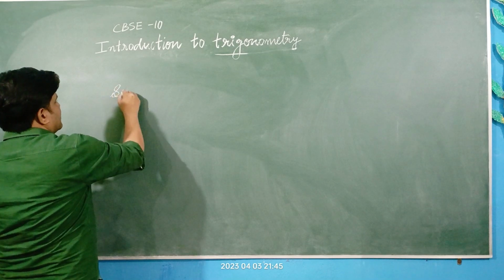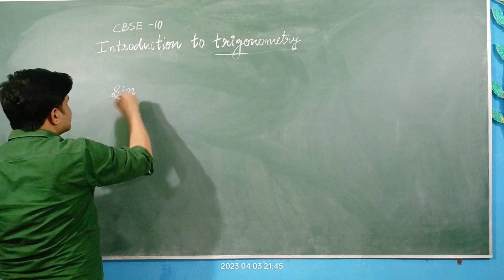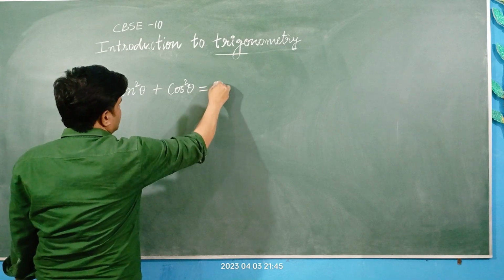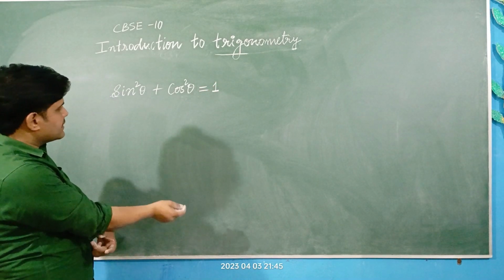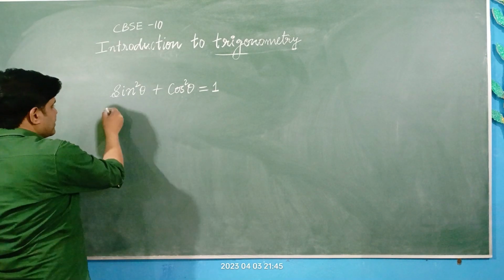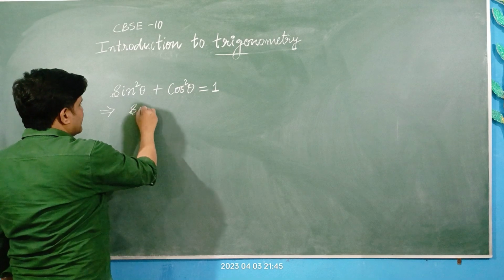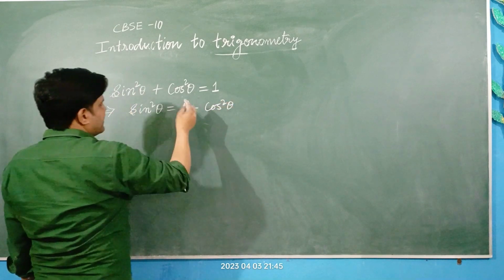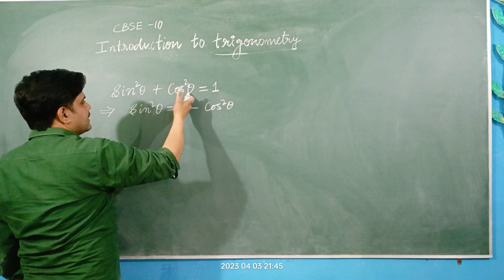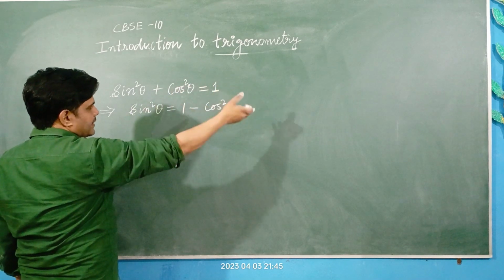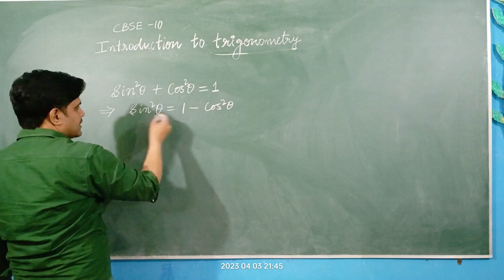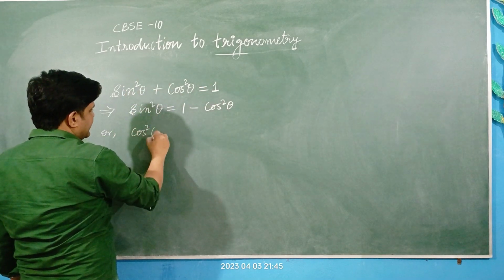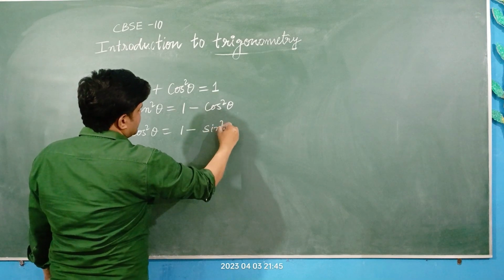Like the first relation I wrote is sine squared theta plus cos squared theta as 1. But this is the standard form, and you will not always get the standard form. So you can also modify this formula and remember it as sine squared theta as 1 minus cos squared theta. What we have done is taken cos squared theta and transposed it to the other side of the equality. Or we can also do it on the other side and get cos squared theta as 1 minus sine squared theta.